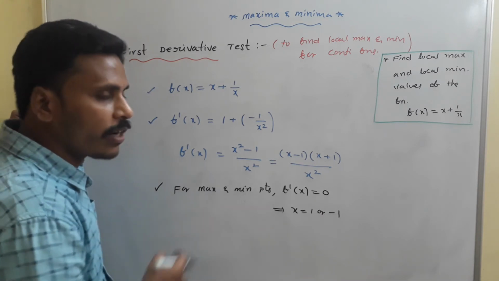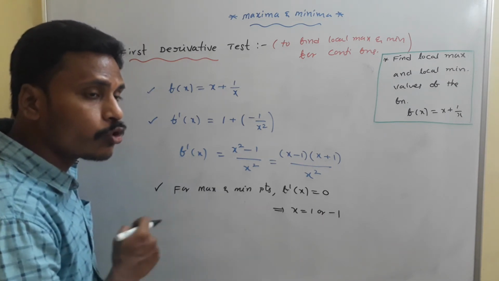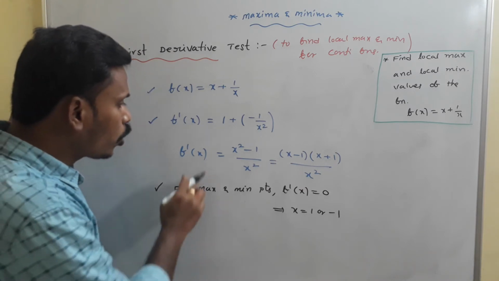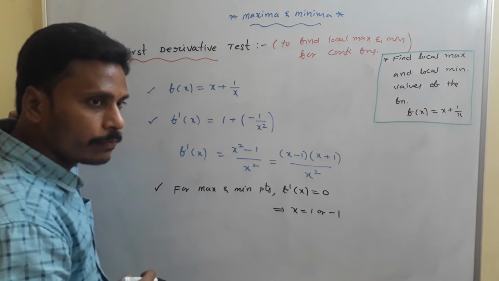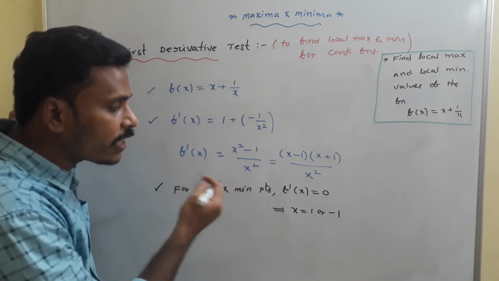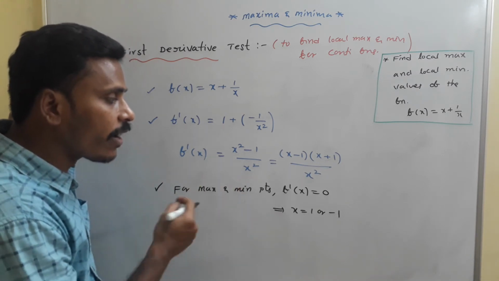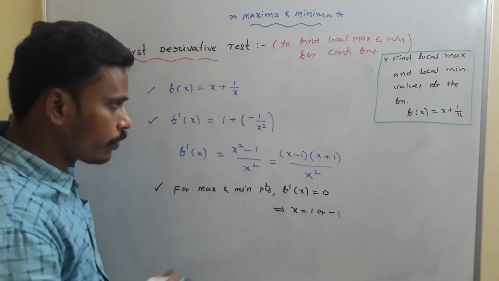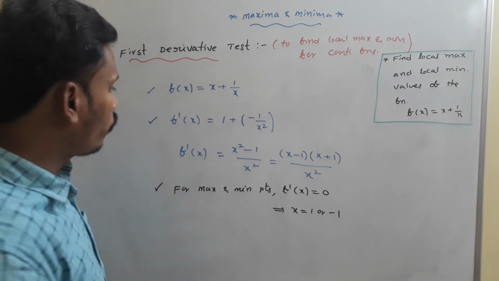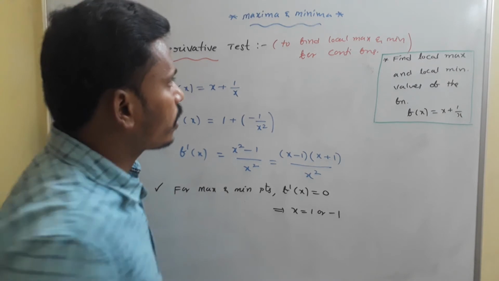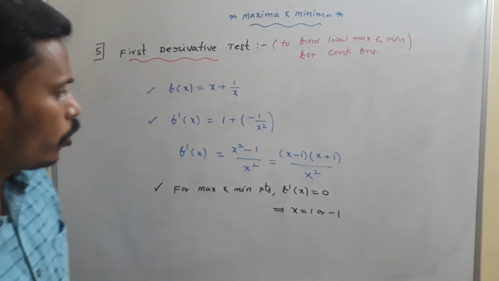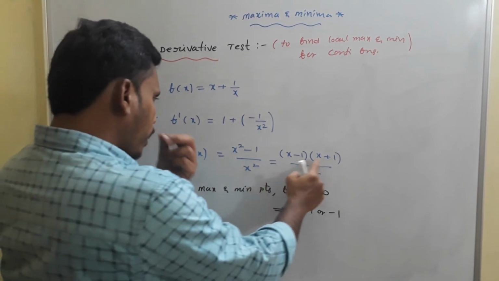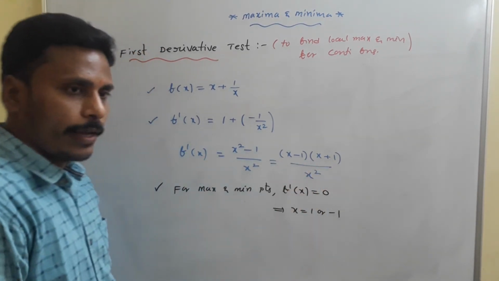I have two options: x equals 1 and x equals minus 1. So we need to think about the f dash of x value on the left side and right side of 1, as well as on the left side and right side of minus 1. I am going to erase this. Very simple, you just have a look. This is x minus 1 into x plus 1 by x square.